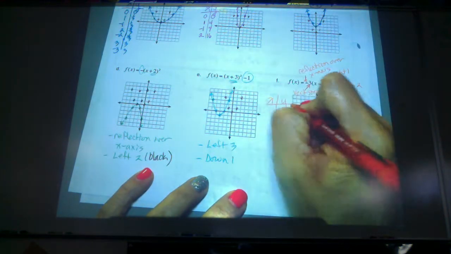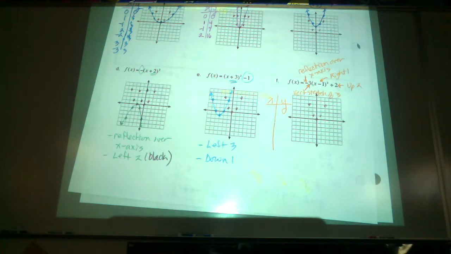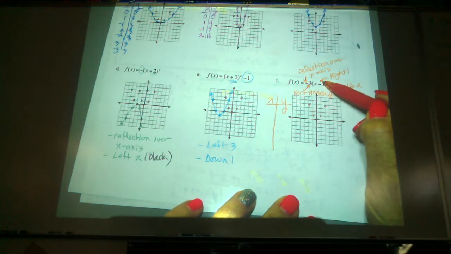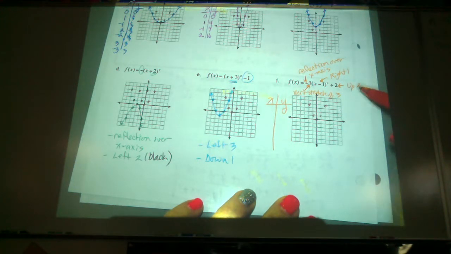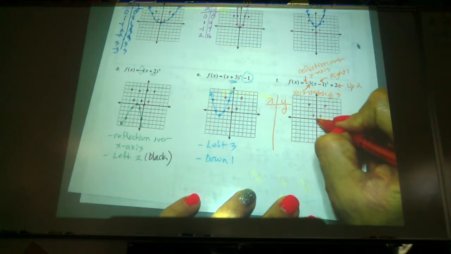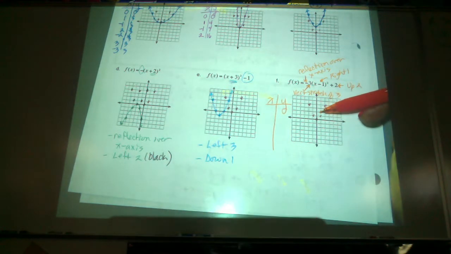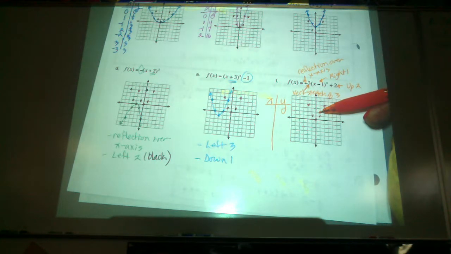But what you want to do is make sure that you determine where you think your vertex is going to go. Well, if I move my vertex to the right 1 and up 2, because inside is opposite, right 1 and up 2, so I go right 1 and up 2, I anticipate that my vertex is going to be there. The stretch is not going to change the placement of that vertex.